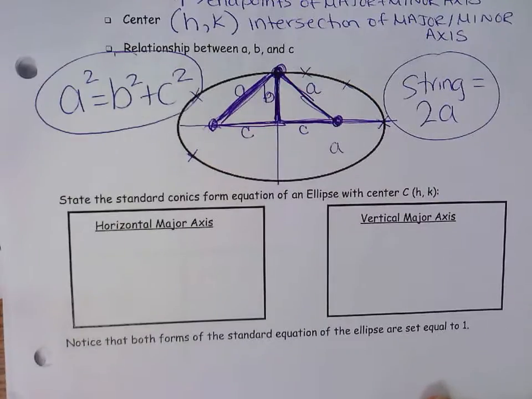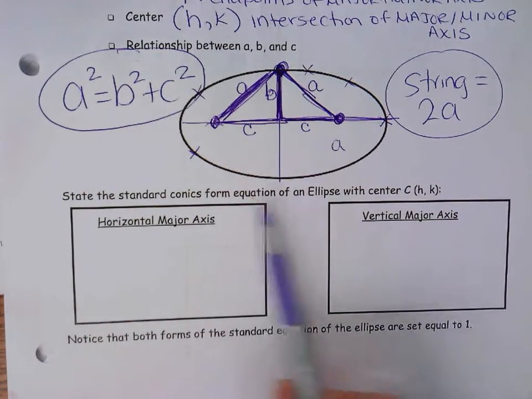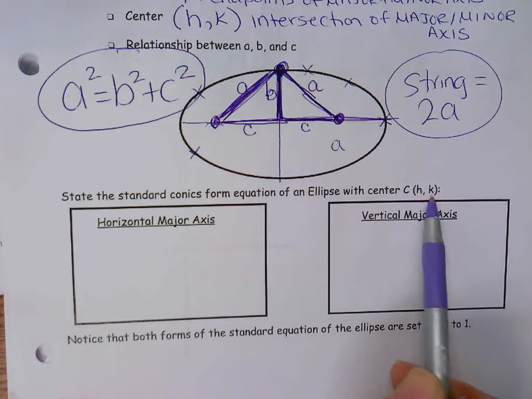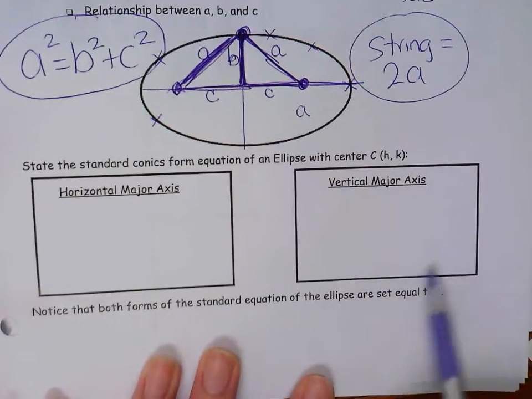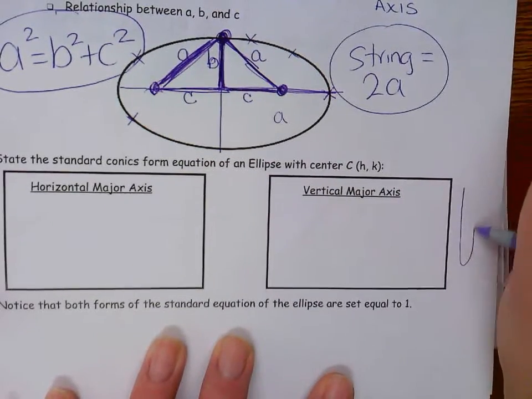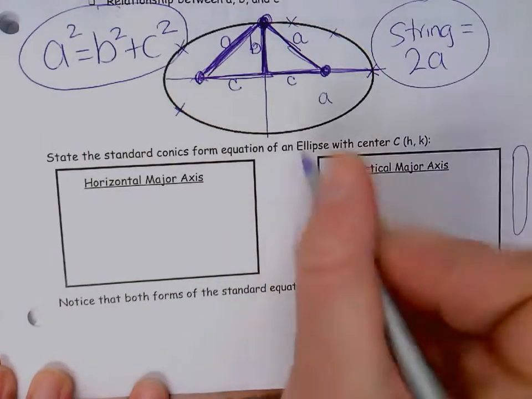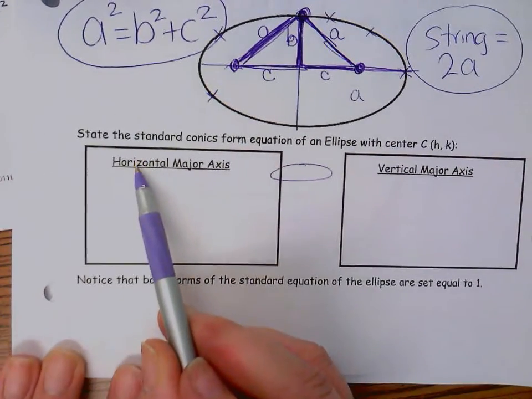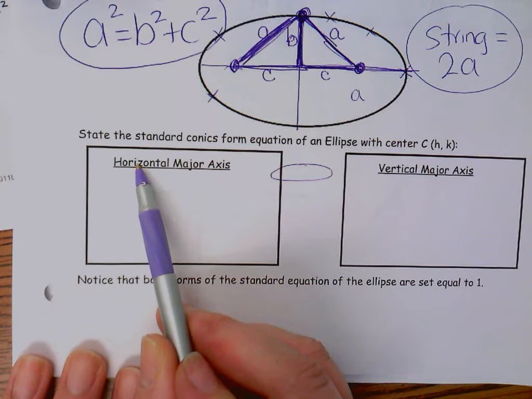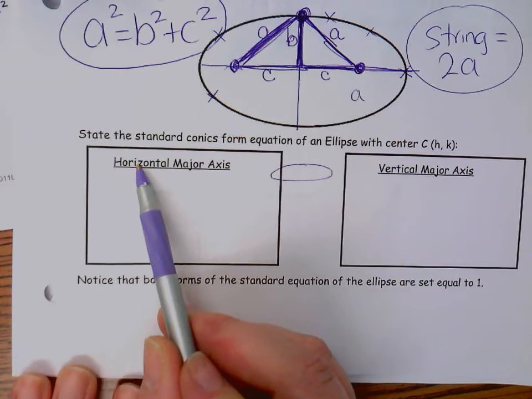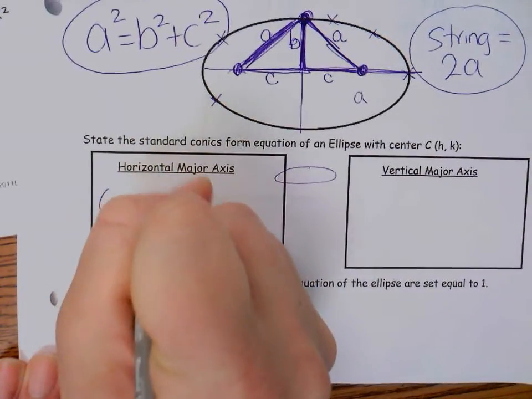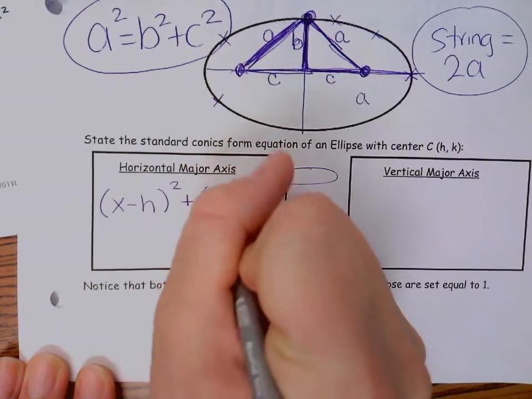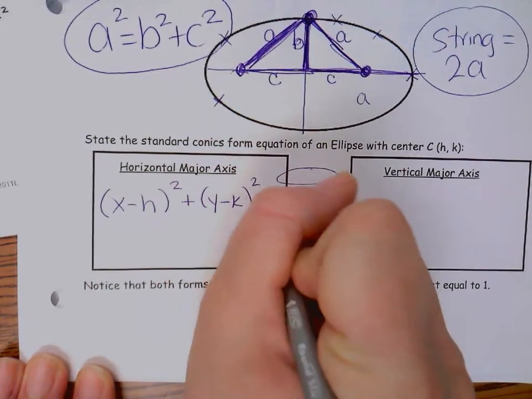All right, let's go back to this page and add our standard conics form for an ellipse whose center is at (h, k). The vertical major axis is when the ellipse goes in this direction. The horizontal major axis is when it goes in this direction. So if it's horizontal, where does the a squared value have to go? Does it go under x or does it go under y? Under x. So you'll have (x minus h) squared over a squared plus (y minus k) squared over b squared equals 1.